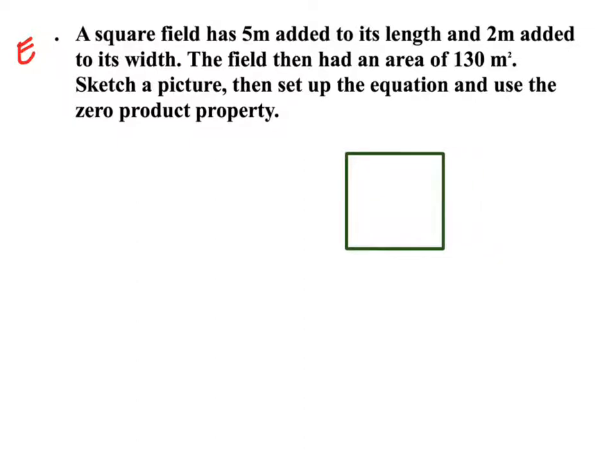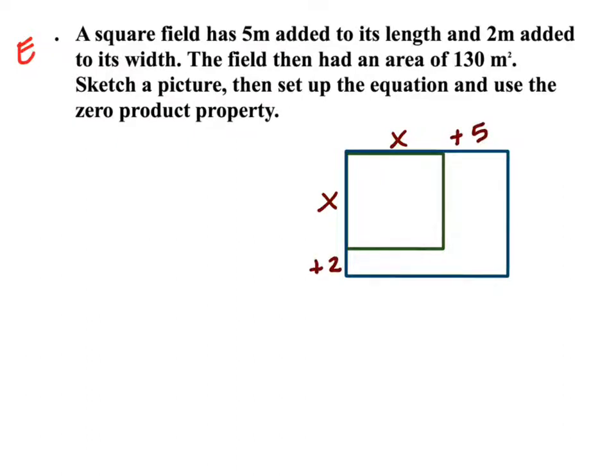So we start out with this square field, and then we extend it 5 meters on one side, and 2 meters on another. So when I label this, it's going to start out having the square has dimensions of x because they have to be the same. And the length was added by 5. And the width was added by 2.